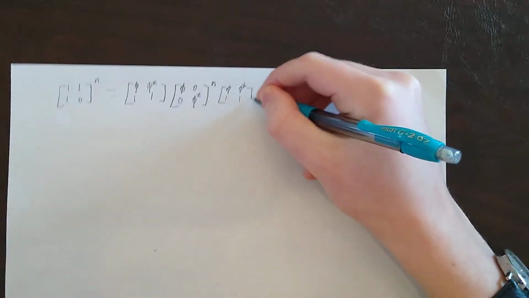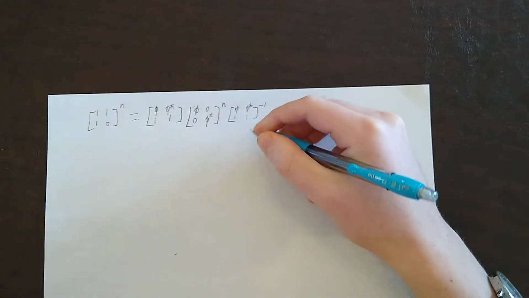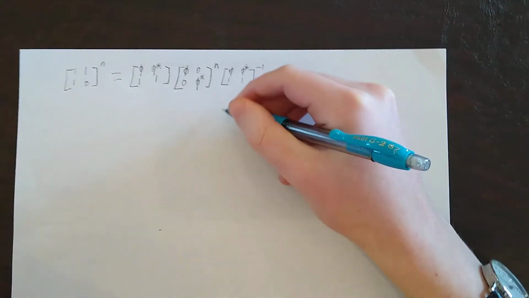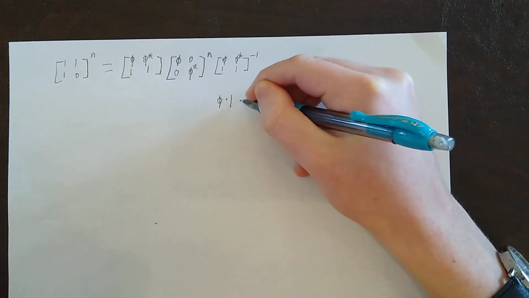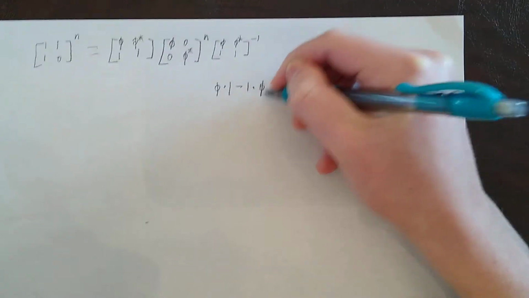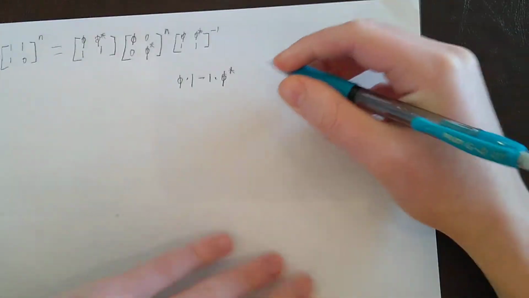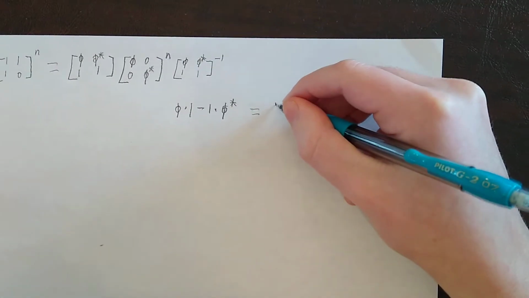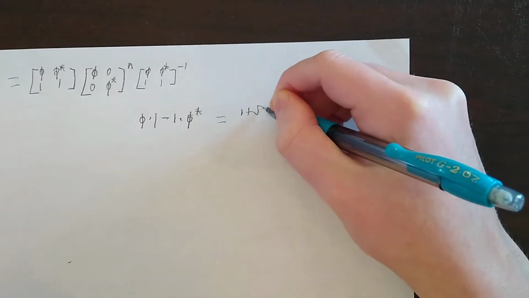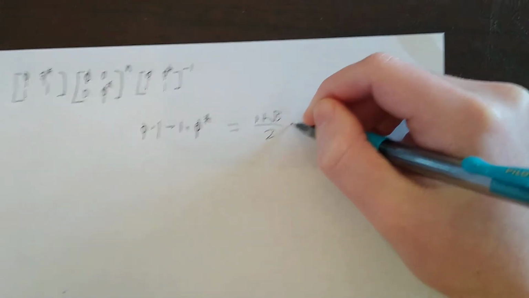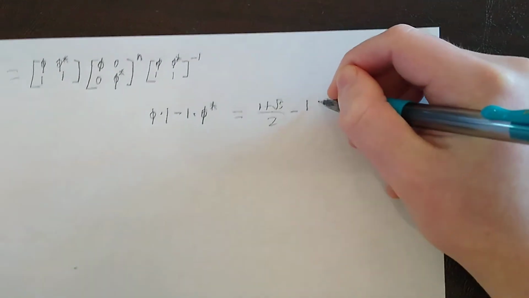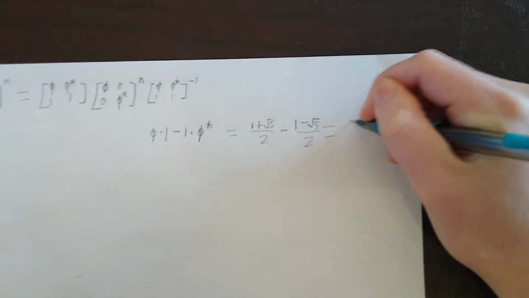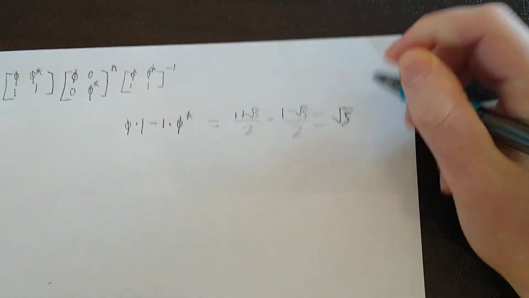So I'm going to take the inverse of this. To calculate the inverse, we have to take the determinant. The determinant is going to be this times this minus this times this, which is actually pretty easy when you realize that it's going to be (1 plus square root of 5) over 2 minus (1 minus square root of 5) over 2, and that's just going to be equal to the square root of 5.